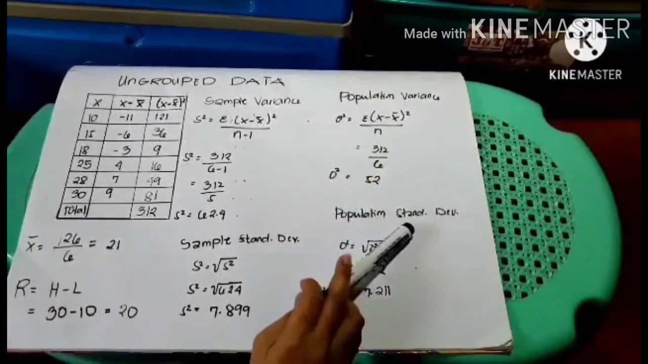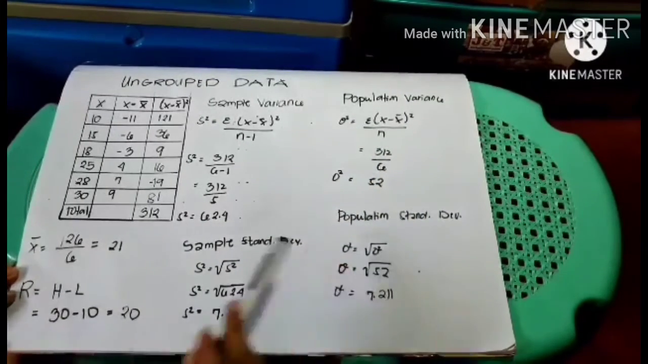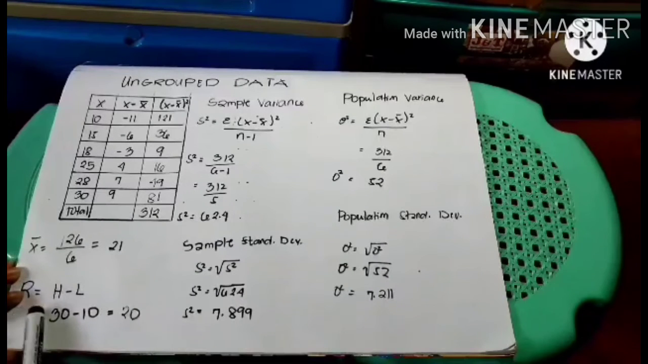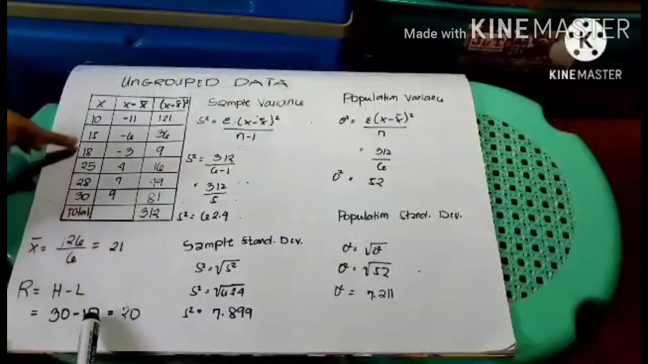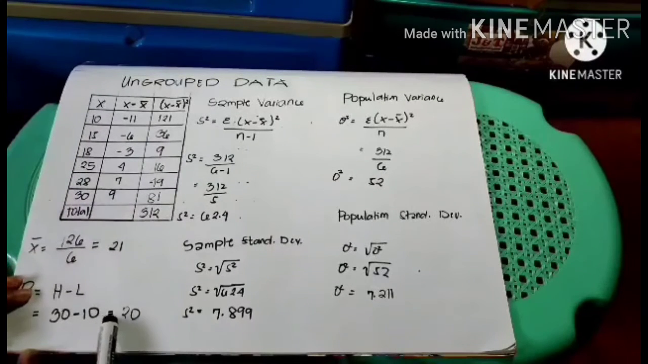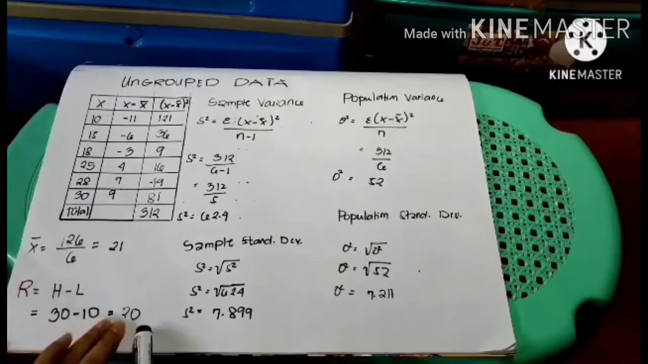In this example, we'll solve the range, the sample variance, the sample standard deviation, the population variance, and the population standard deviation. So, range. We will subtract the highest and the lowest. Our highest is 30 and the lowest is 10. So 30 minus 10 is equal to 20. So our range is 20.